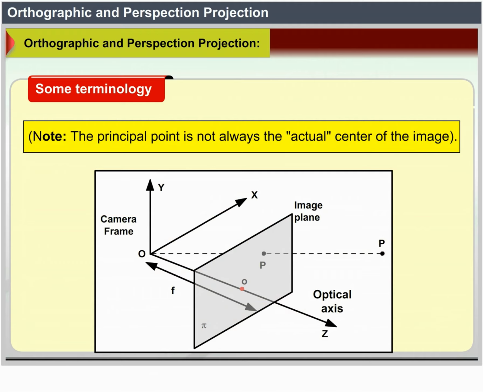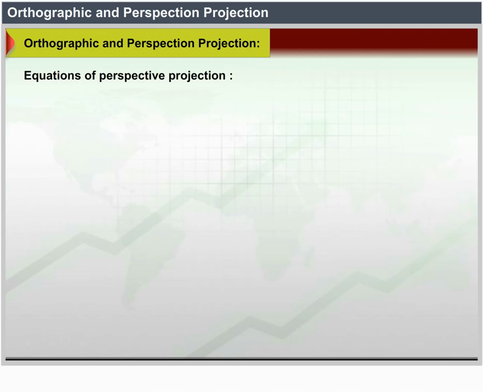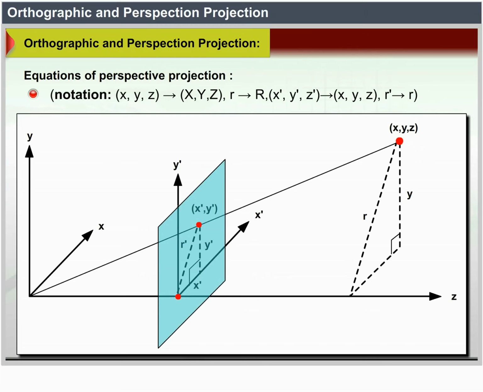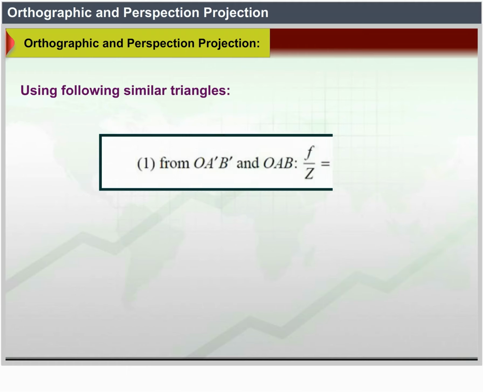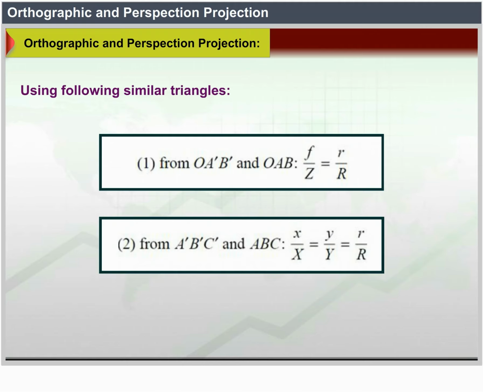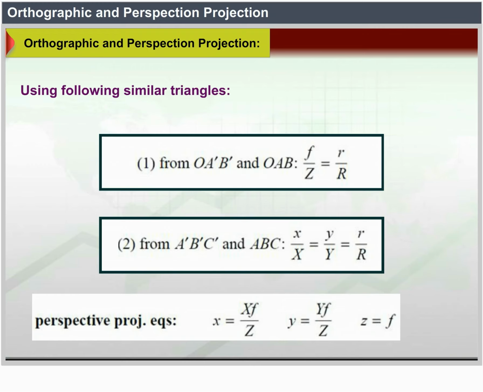Equations of perspective projection. Notation: (x, y, z) equals capital X, Y, Z; r equals capital R; (x', y', z') equals (x, y, z); R' equals R. Using similar triangles: from OA'B' and OAB, f by z equals r by capital R. From A'B'C' and ABC, x by capital X equals y by capital Y equals small r by capital R. Perspective projection equations: x equals Xf by Z, y equals Yf by Z, z equals f.